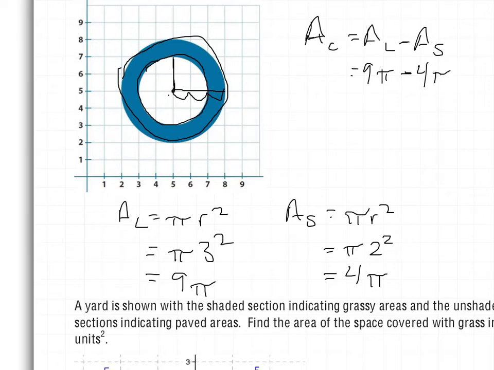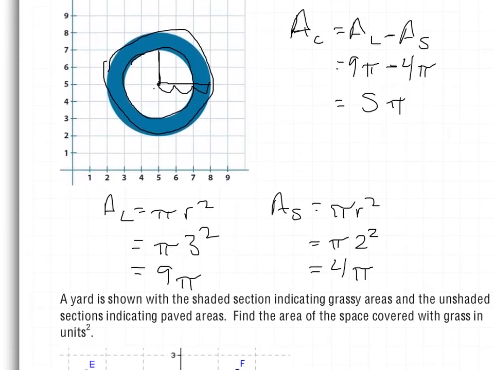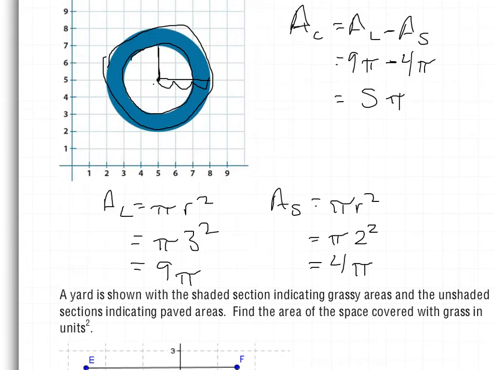That gives me 4 pi. So this is going to be 9 pi minus 4 pi is 5 pi. And then it asks me to use 3.14 for pi. So I'm going to go ahead and plug that in. 5 times 3.14. And that's going to give me 15.7. And then we don't have units, so we'll call them square units.